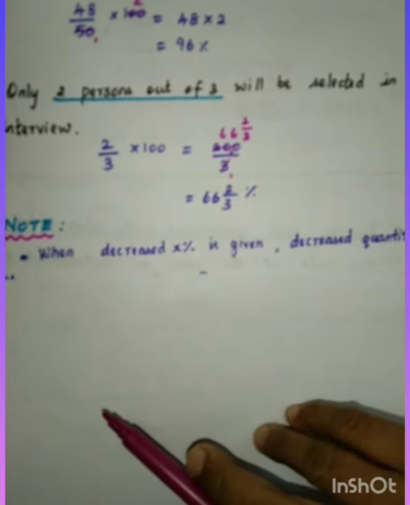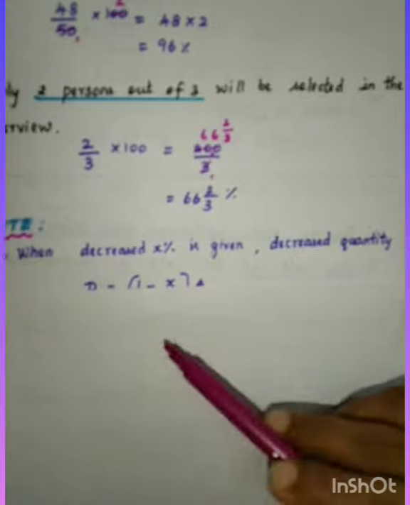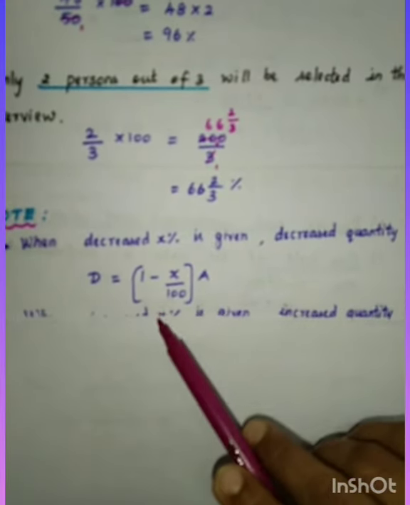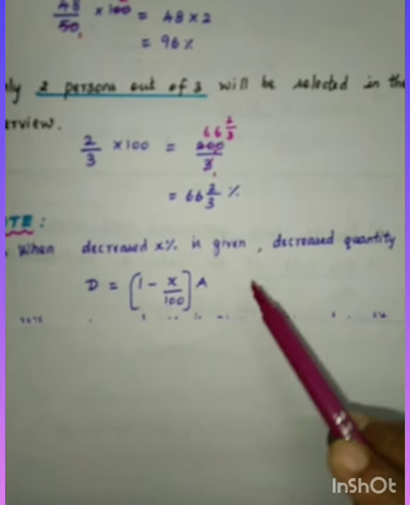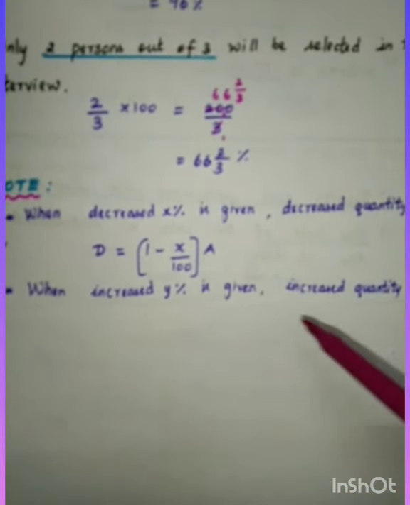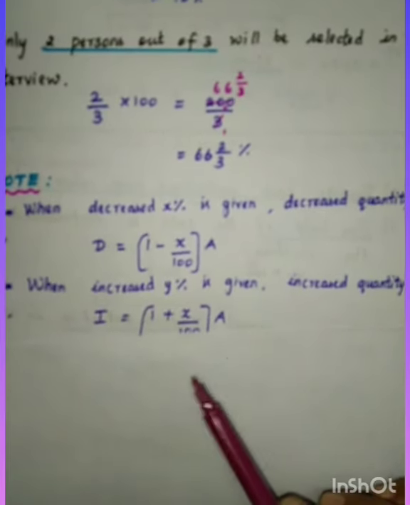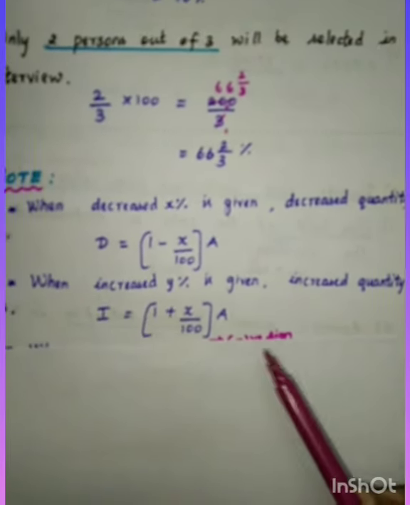Note, when decreased x percentage is given, decreased quantity D equal to 1 minus x by 100 into A. Then when increased y percentage is given, increased quantity I equal to 1 plus x by 100 into A.